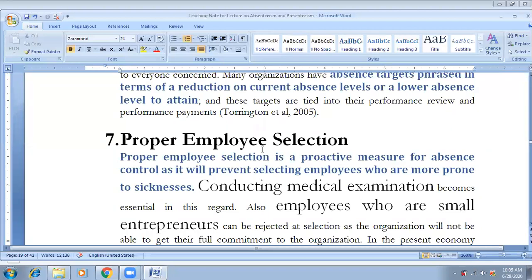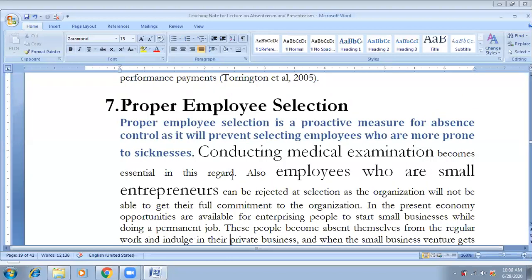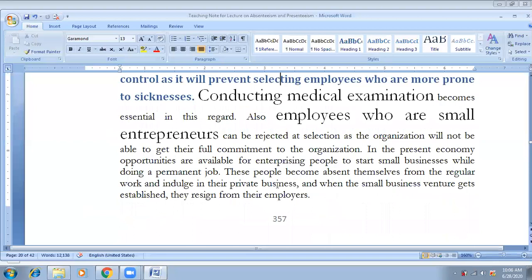Then proper employee selection. This is a proactive measure for absence control, because it will prevent bad employees, in terms of attendance, from coming in. It will prevent selecting employees who have more propensity to be sick, who are more prone to sicknesses. Conducting a medical examination becomes essential in this regard. There are some employees who are small entrepreneurs. They can be rejected at selection if we become serious at selection. Because if we hire them, they will do our company's job while engaging in those small businesses. Then it is more likely that these people become absent. Therefore, we have to stop such people entering.